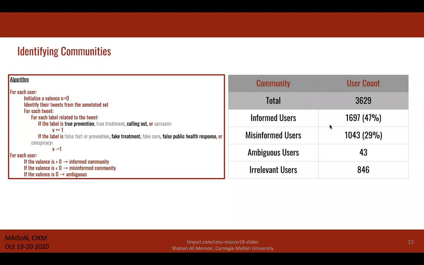Our analysis is conducted on 1,697 informed users and 1,043 misinformed users. There are other users that have tweeted about politics or panic buying and other categories that are discarded and regarded as irrelevant users to our analysis.